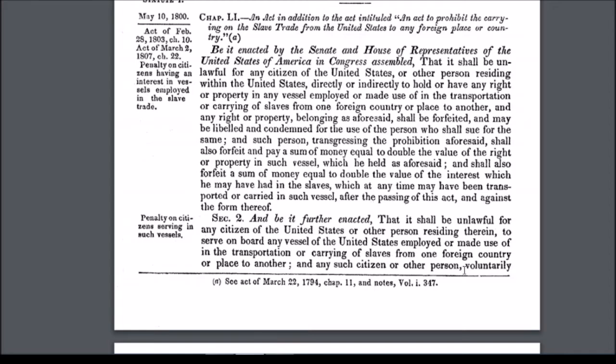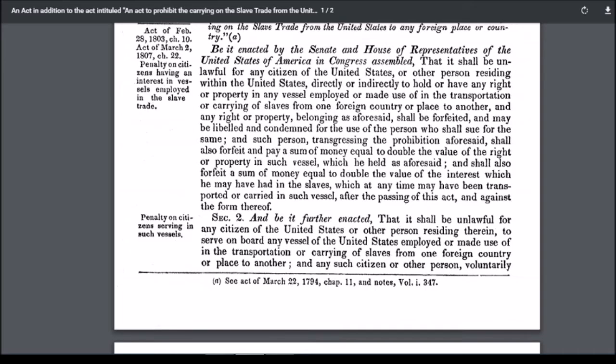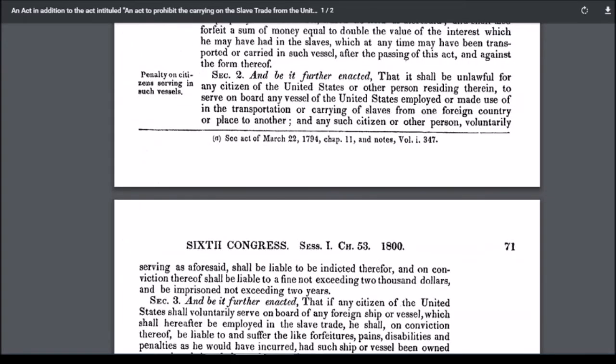All right, Section 2: And be it further enacted that it shall be unlawful for any citizen of the United States or other person residing therein to serve on board any vessel of the United States employed or made use of in the transportation or carrying of slaves from one foreign country or place to another, and any such citizen or other person voluntarily serving as aforesaid shall be liable to be indicted thereof, and on conviction thereof shall be liable to a fine not exceeding $2,000 and be imprisoned not exceeding 2 years.